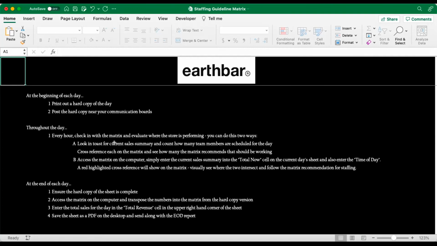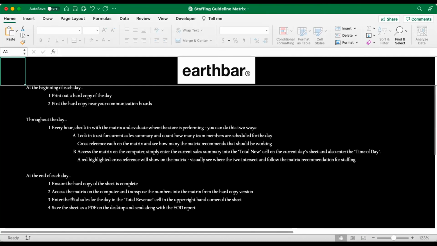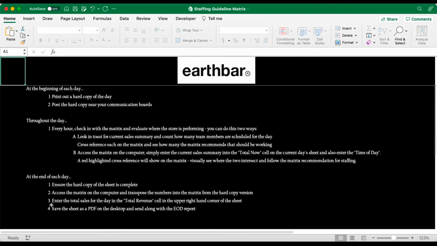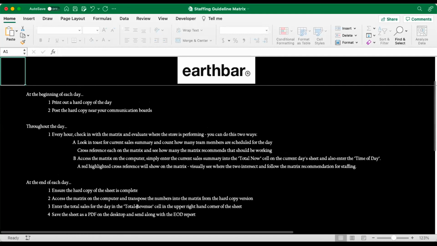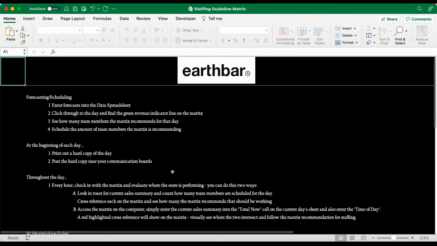You're going to access the matrix on the computer. You're going to enter those numbers. At the end of the day, here are the instructions for you as well, which I've already shown you guys how to do. The key point at the end of the day is to save the sheet as a PDF on your desktop of whatever computer you're using, whether a laptop or a desktop. You save it to the desktop and then you send it with your end of day reports to Bob, Clay, myself, whoever, Garrett.